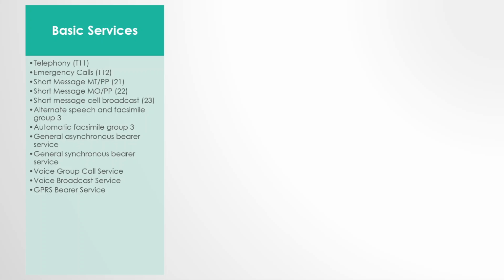Alternate speech and facsimile group and automatic facsimile group to exchange facsimile documents using GSM networks. General synchronous and asynchronous barrier services to support that data transmission. Voice group call service, which allows a speech conversation among a predefined group of mobile users. Voice broadcast service, which allows the distribution of speech into a predefined geographical area to all or a group of subscribers located in the area. GPRS barrier service that enables packet data transfer.